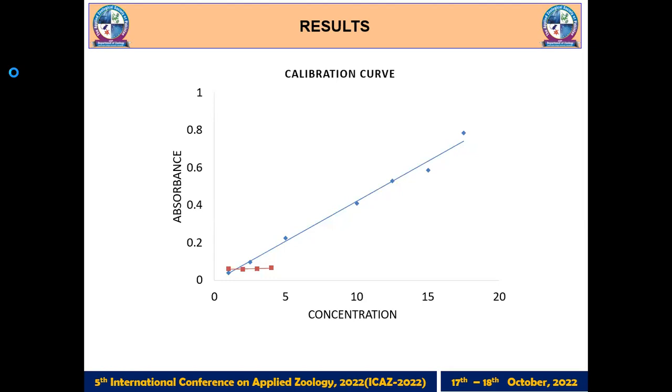Next is the calibration curve that was drawn. The blue line shows the concentration of the control sample, meaning the calibration curve used a standard sample. Different concentrations of the 5-methyltetrahydrofolate standard solution were made, and their absorbance was checked at 282 nanometers. 282 nanometers is used for folic acid detection, and a calibration curve was drawn. The four bacterial isolates have shown a concentration of 1 to 4 micrograms of folic acid.